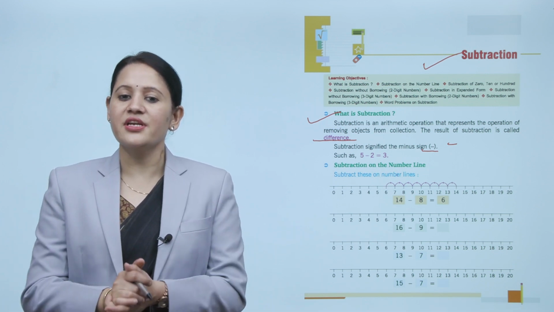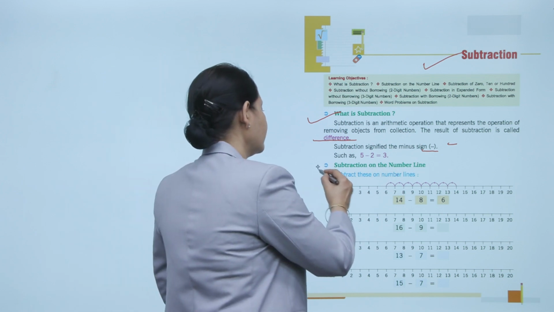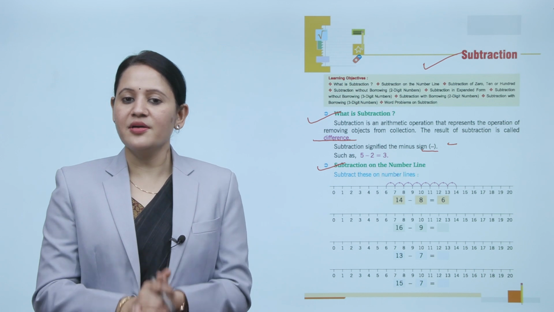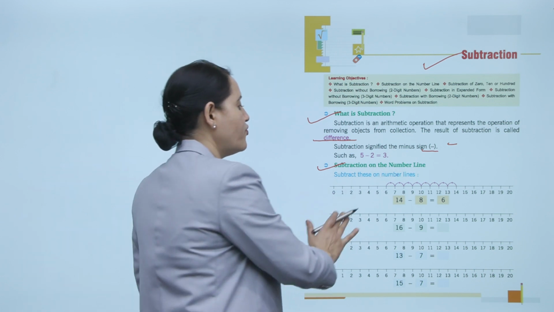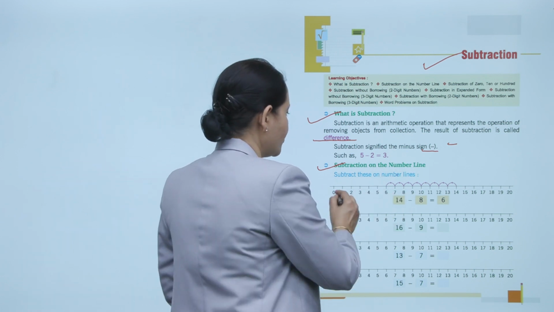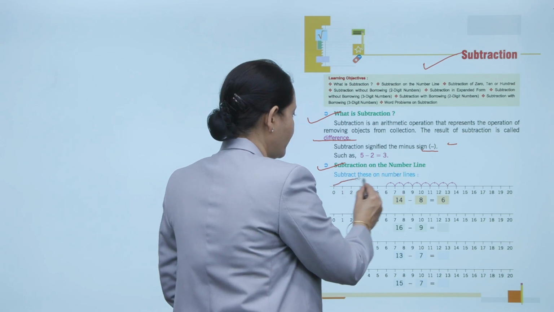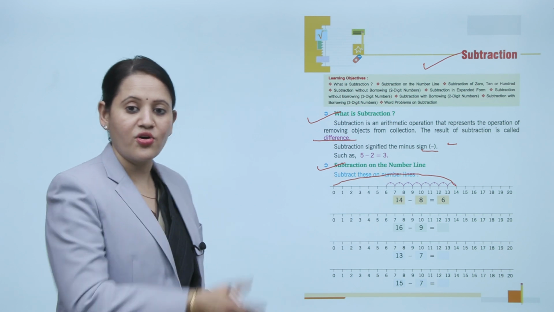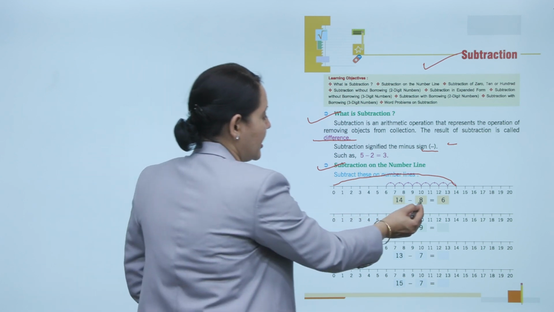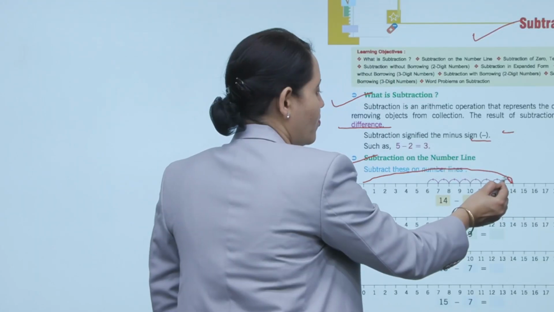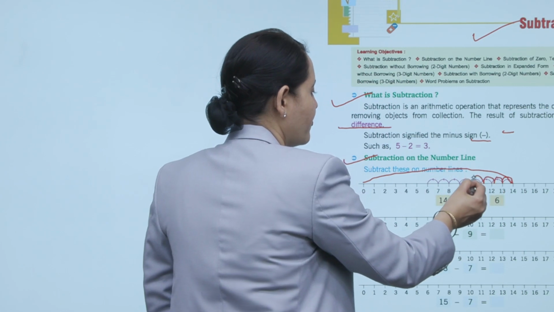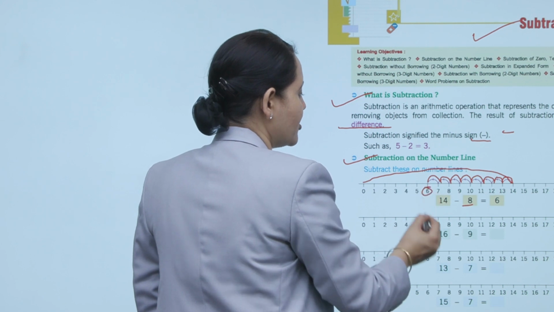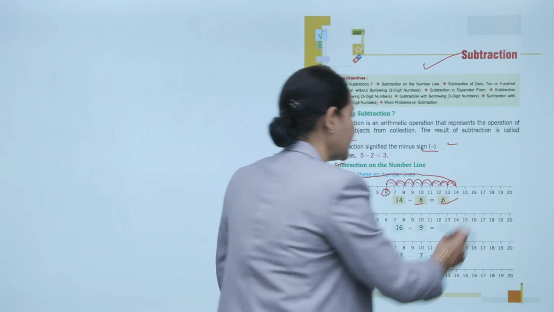Next, subtraction on the number line. Subtract these numbers on the number line. So we have to do 14 minus 8. From 0, first we'll go to number 14. Now we have to subtract, so we'll go backward 8 places. 1, 2, 3, 4, 5, 6, 7, 8. That is number 6. So 14 minus 8 is 6.